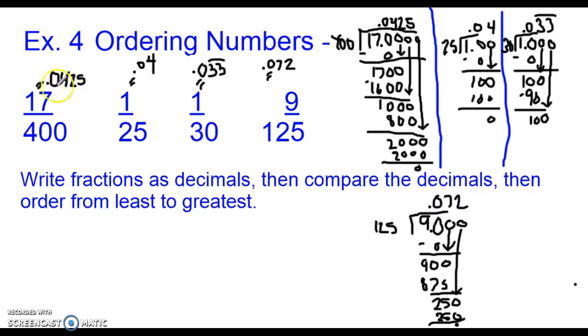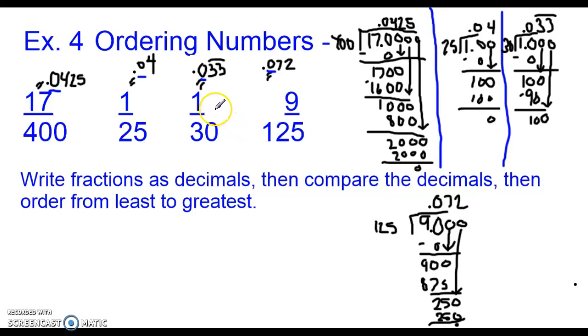So when I'm looking at these problems, I have 17 over 400 equals 0.0425, 1 over 25 equals 0.04, 1 over 30 equals 0.033 repeating, and 9 over 25 equals 0.072. So what we're going to do is we are going to compare the digits and their place value. So in my ones place value, I have a 0 in this number, a 0 in this number, a 0 here, and a 0 over here. So I can't compare which one's larger yet, or smaller.